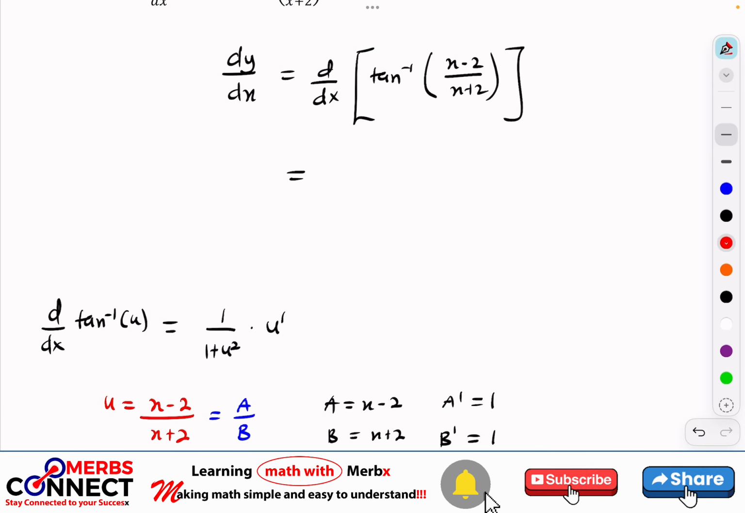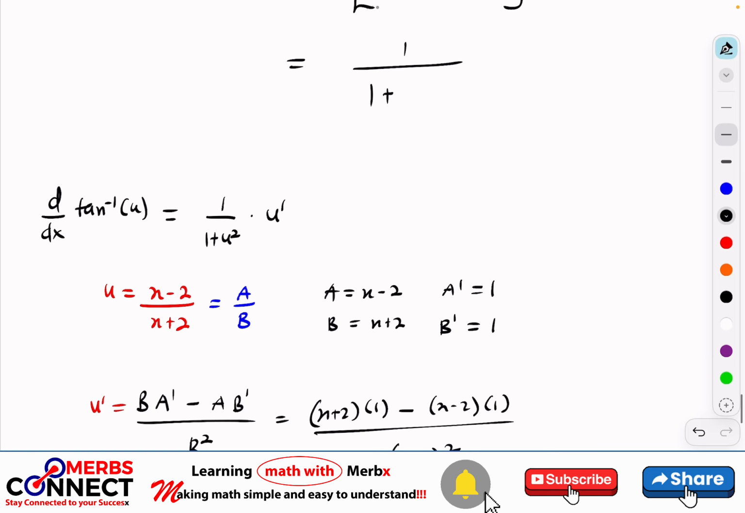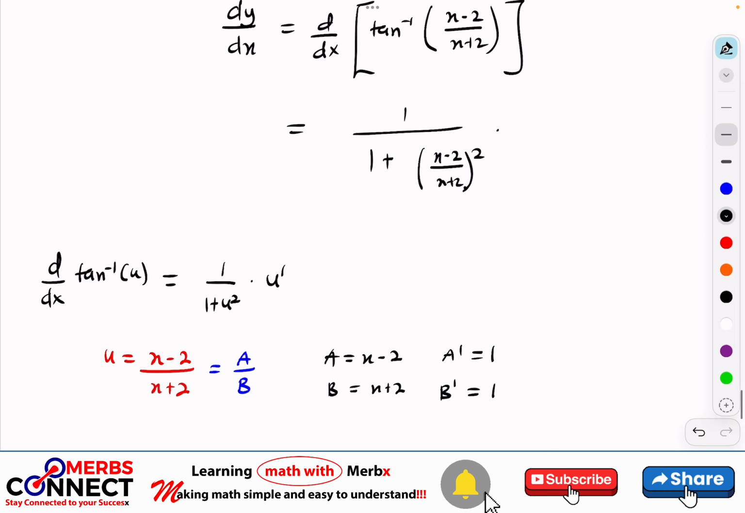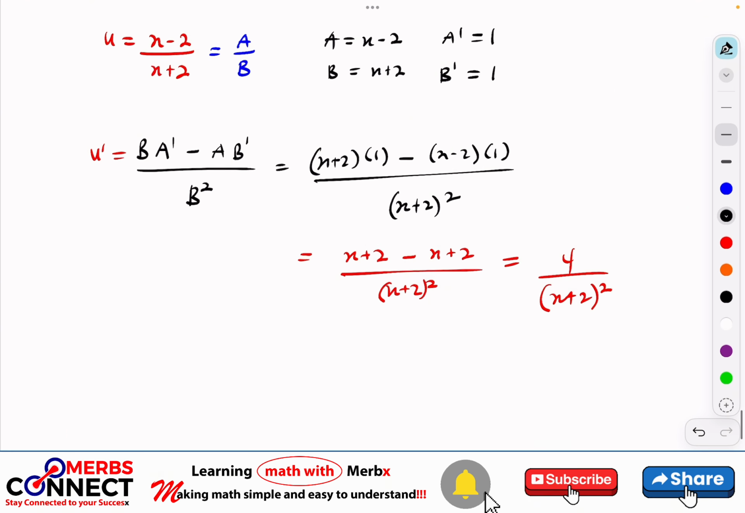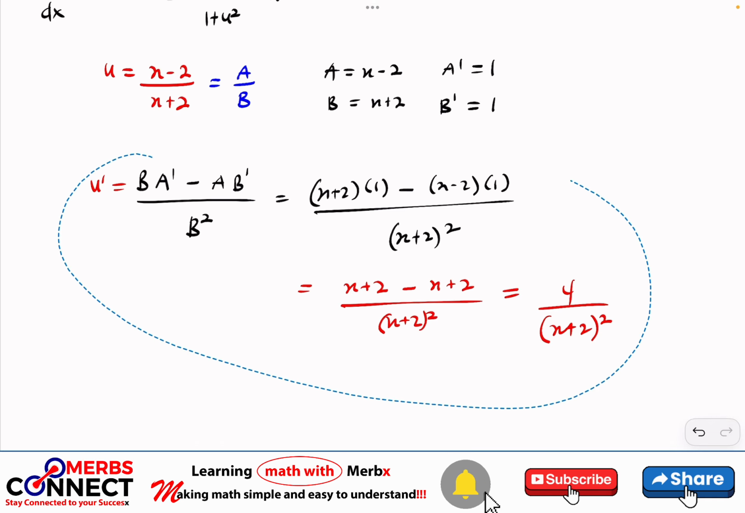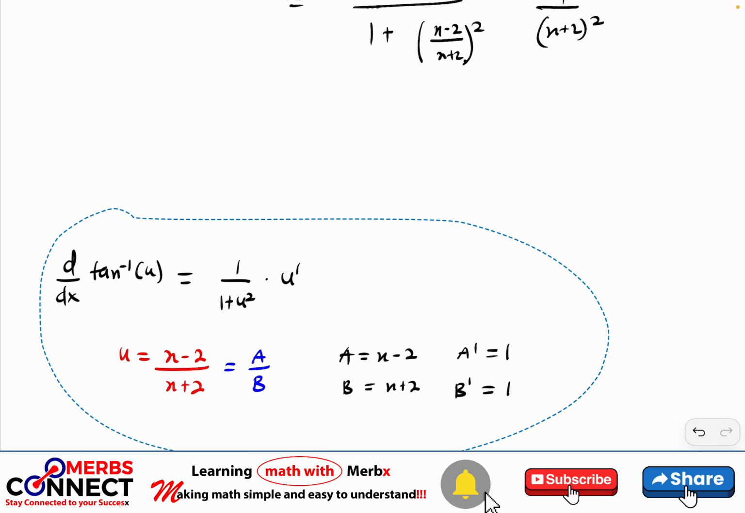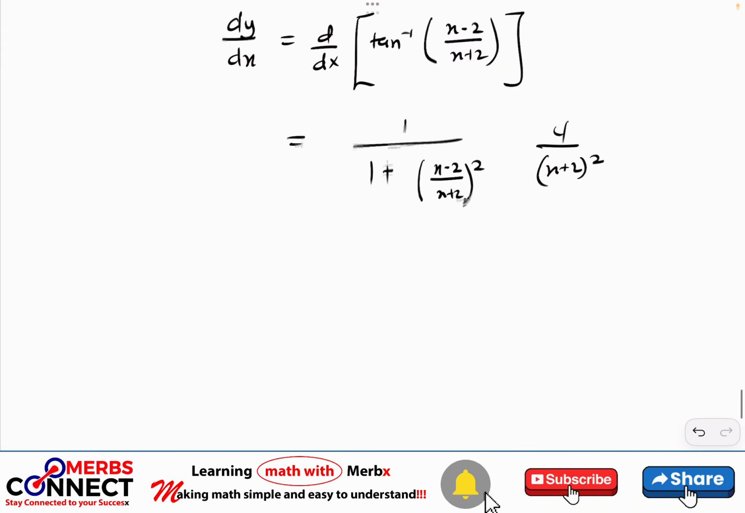So now here is going to be 1 divided by 1 plus u squared, right? We need u squared. But this is our u, so this is going to be x minus 2 divided by x plus 2 squared times u prime. What is u prime? u prime is this, 4 divided by x plus 2 all squared. So if we want to simplify, it's good, right? We can decide to simplify this. So let me try and see if I can simplify what we have there. Okay, let me just bring this one down small and then bring this one too down small. Okay, and let's try and simplify this.